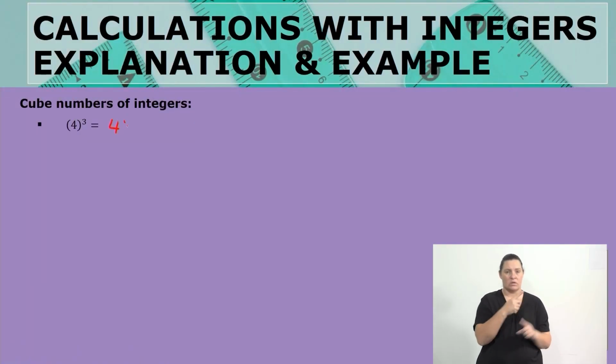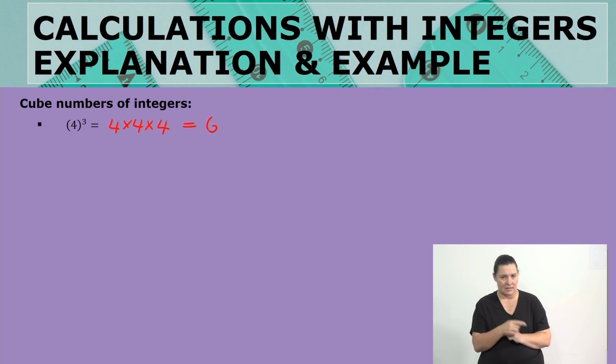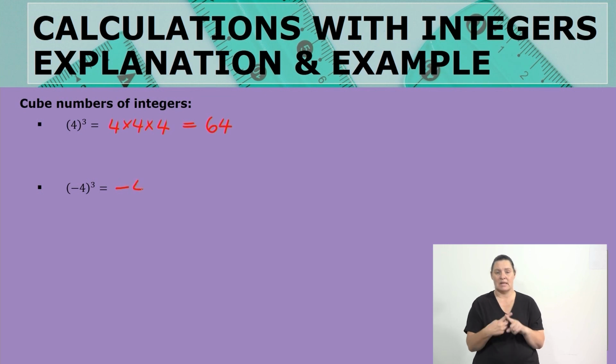Let's continue with our cube numbers. So when I am looking at 4 cubed, this is 4 multiplied by 4 multiplied by 4, and my answer there is 64. What about if I am asked for a negative 4 cubed? This means that we are going to take negative 4 and we are going to multiply it by itself twice. So this is negative 4 multiplied by negative 4 multiplied by negative 4.